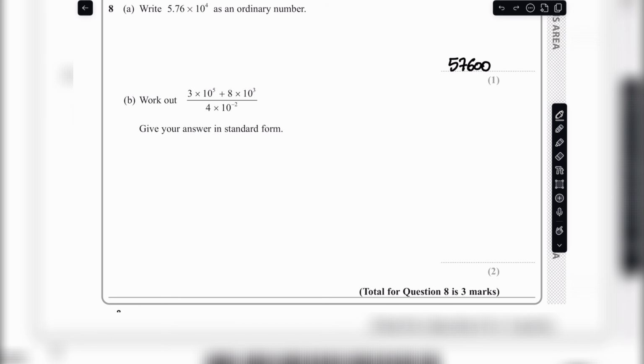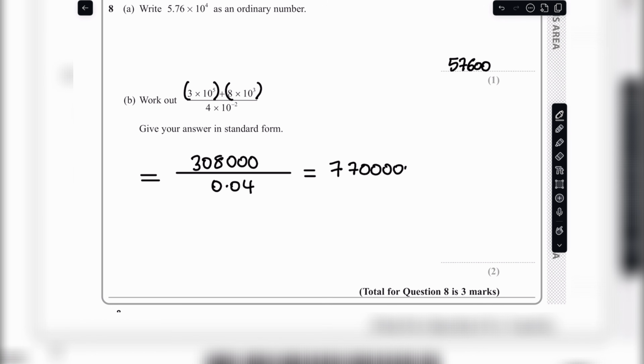So before we put this fraction into our calculator, we need to use BIDMAS. So remember that multiplication comes before addition, so we need to put brackets here and brackets here. And when you put that into your calculator, you get 308,000 divided by 0.04, and that gives us a value of 7,700,000. And in standard form, that's the same as 7.7 times 10 to the power of 6.